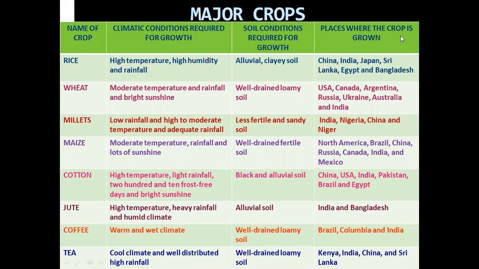Tea. Tea is a beverage crop grown on plantations. This requires cool climate and well-distributed high rainfall throughout the year for the growth of its tender leaves. It needs well-drained loamy soils and gentle slopes. Labor in large number is required to pick the leaves. Kenya, India, China, Sri Lanka produce the best quality tea in the world.